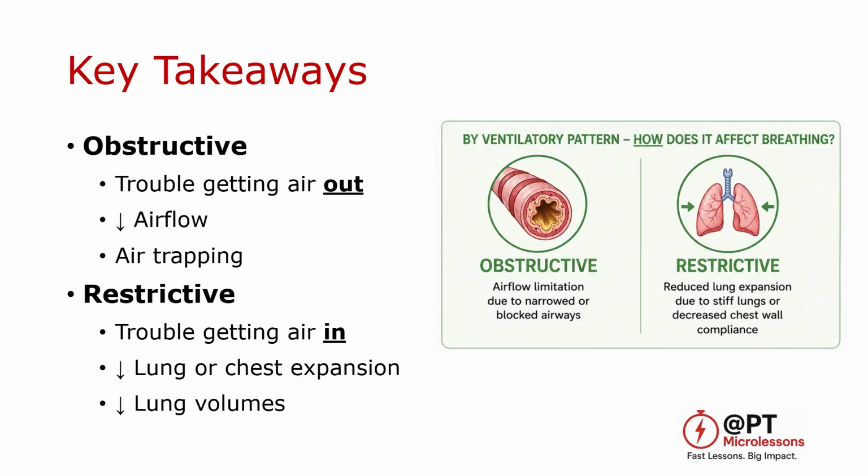Okay, now for the key takeaways. Obstructive lung disease is characterized by difficulty getting air out of the lungs due to reduced airflow, leading to air trapping. Restrictive lung disease is characterized by difficulty getting air in because the lungs or chest wall cannot fully expand, resulting in reduced lung volumes. If you remember one concept from this lesson, remember this: obstructive diseases affect airflow, while restrictive diseases affect lung expansion.